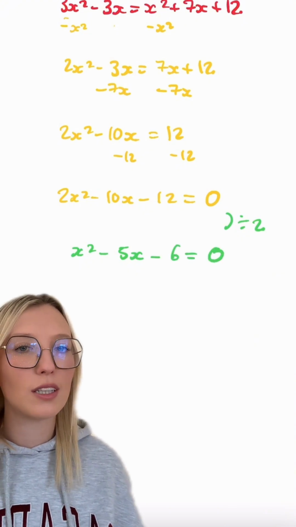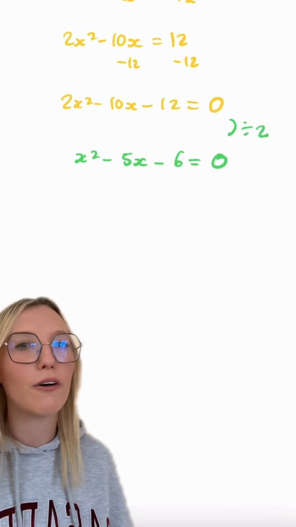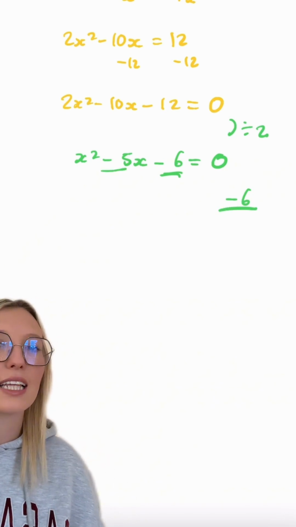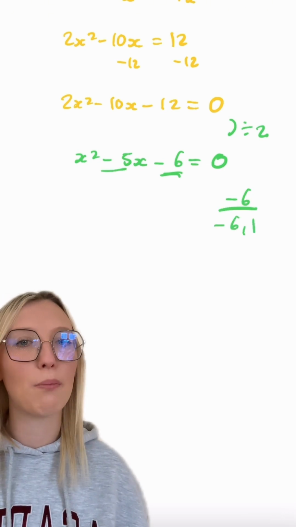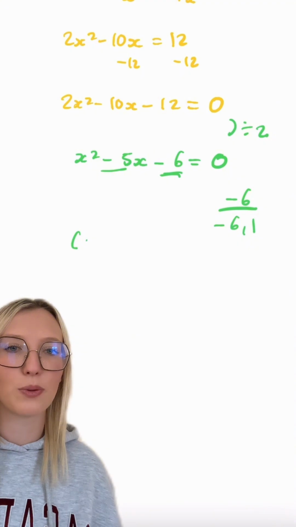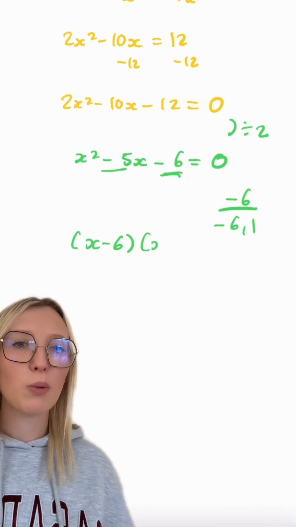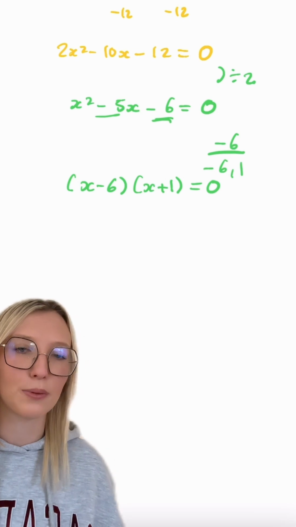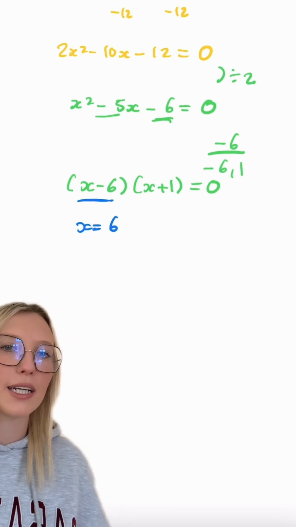And to find X, we just need to factorise. So we're looking for a factor pair of minus 6 that add together to give us minus 5. And we can see that that's going to be negative 6 and positive 1. So in the brackets, we're going to have X minus 6 times X plus 1 equaling 0. So the two solutions here are either X equals 6 or X equals minus 1.